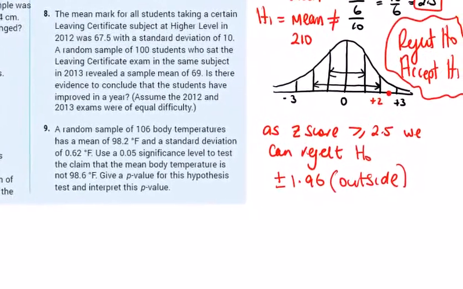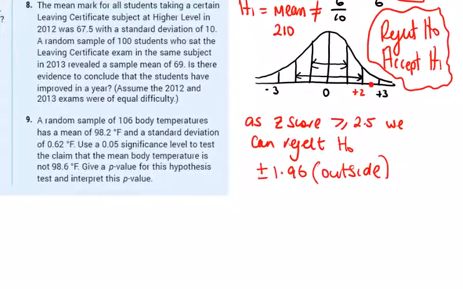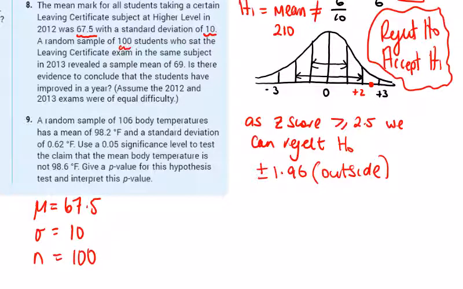Question 8. The mean mark for all students taking a certain Leaving Cert higher level subject is 67.5. The mean of my population is 67.5. Standard deviation is 10. A random sample of 100, so n is equal to 100 again, gives a sample mean of 69. Has anything changed? We'll do H0 and H1 in a minute. We're testing 69, that's the new average of our sample.